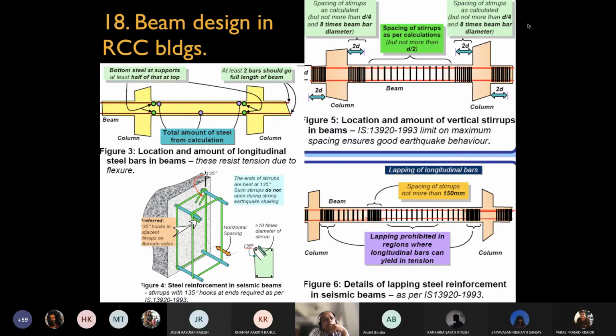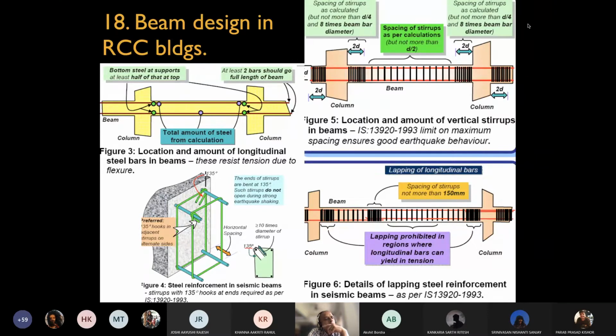Figure 3 gives the location and amount of the longitudinal steel bars in the beams. You have the total amount of steel, marked in purple, which is from your basic calculation of stresses. Then there are these green dots, which are additional reinforcement. At least two bars should go the full length of the beam, and the bottom steel at the support should be at least half of that at the top.